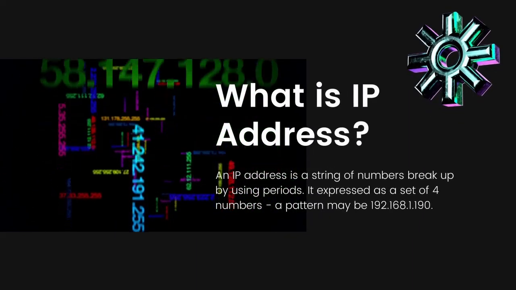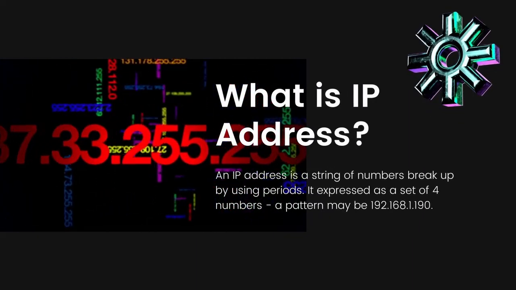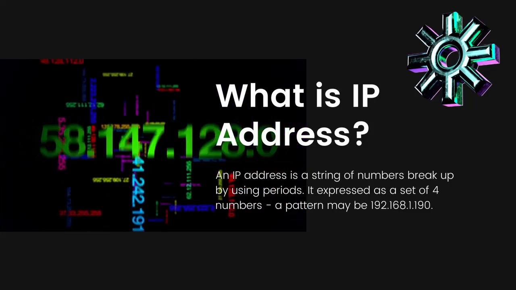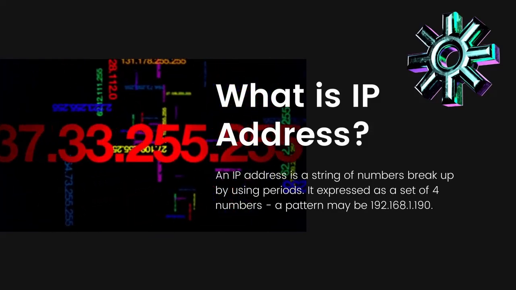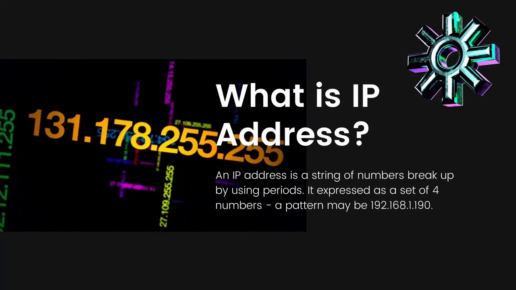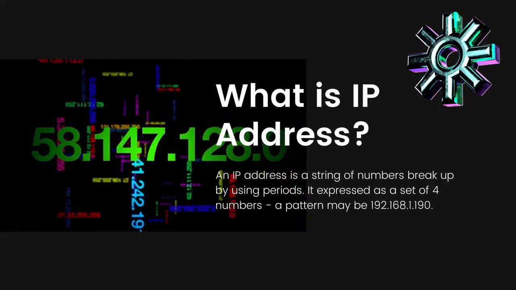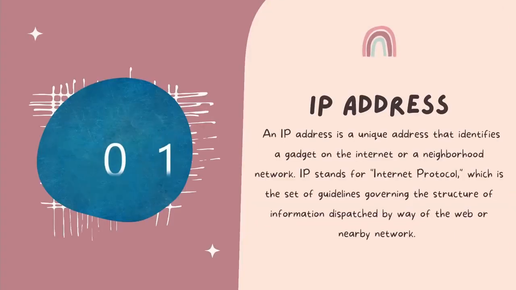An IP address is a string of numbers broken up by periods. It's expressed as a set of 4 numbers. A pattern may be 192.158.1.190. Every set of numbers can vary from 0 to 255. An IP address is a unique address that identifies a device on the internet or a local network. IP stands for Internet Protocol, which is the set of rules governing the structure of data sent over the internet or local network.